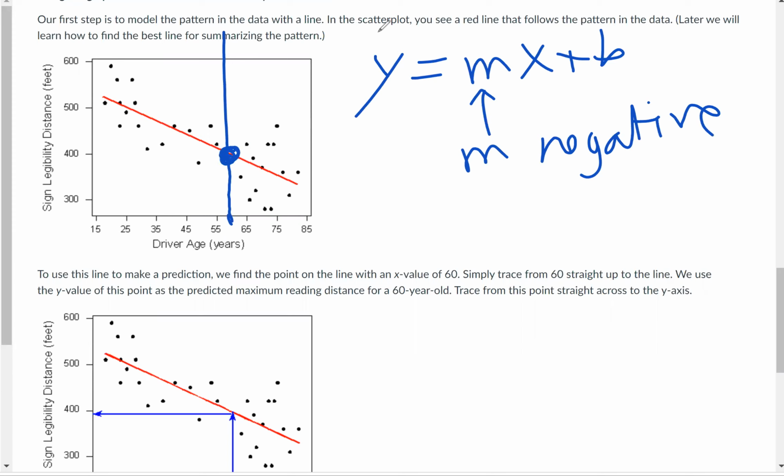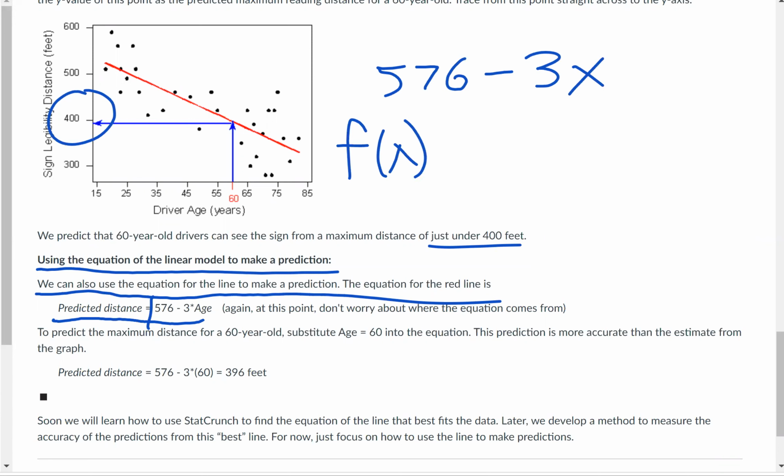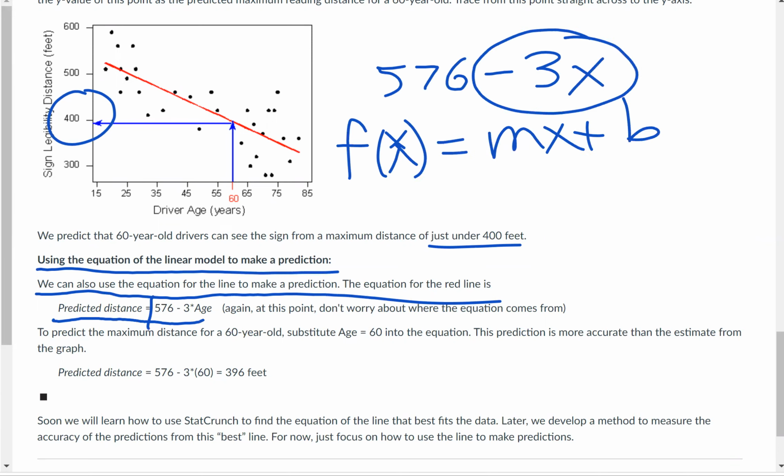Using the equation of the linear model to make a prediction. So now we can also use the equation of the line to make a prediction. Usually technology finds the equation of the line for us because it's usually not a pretty number for the slope and the y-intercept. The predicted distance would be 576 minus 3 times the person's age. So if you remember the mx plus b thing, this is our mx, our slope is -3, and our y-intercept is 576. If I wanted to know about a 60-year-old, x represents the age of a person, so I'm going to put 60 in there for x.